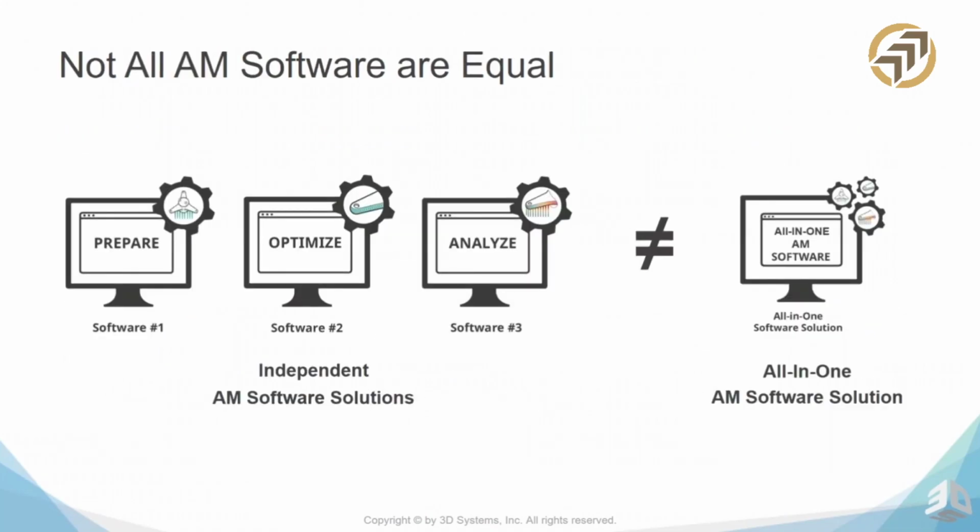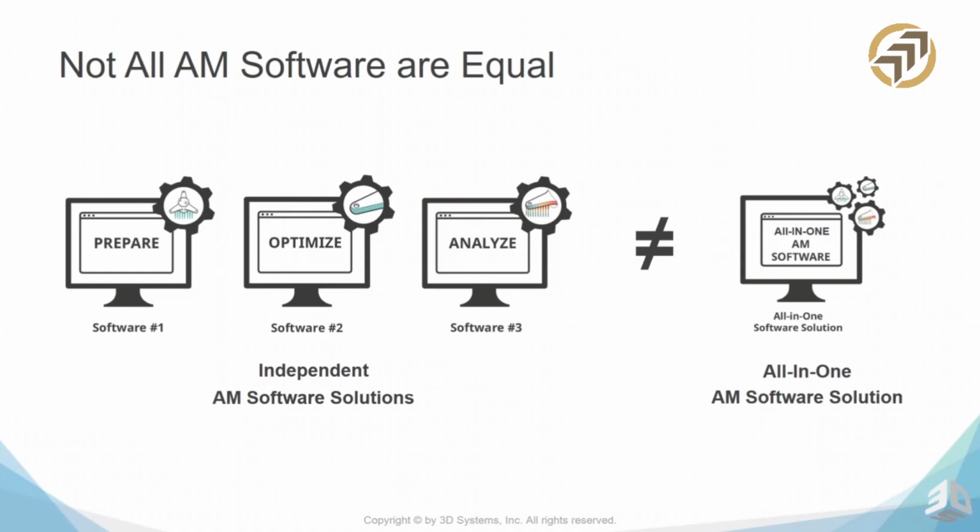There are two main types of additive manufacturing software solutions. The first are the independent software solutions, meaning multiple and unrelated solutions, each focusing on one or more of the functions we have just mentioned.